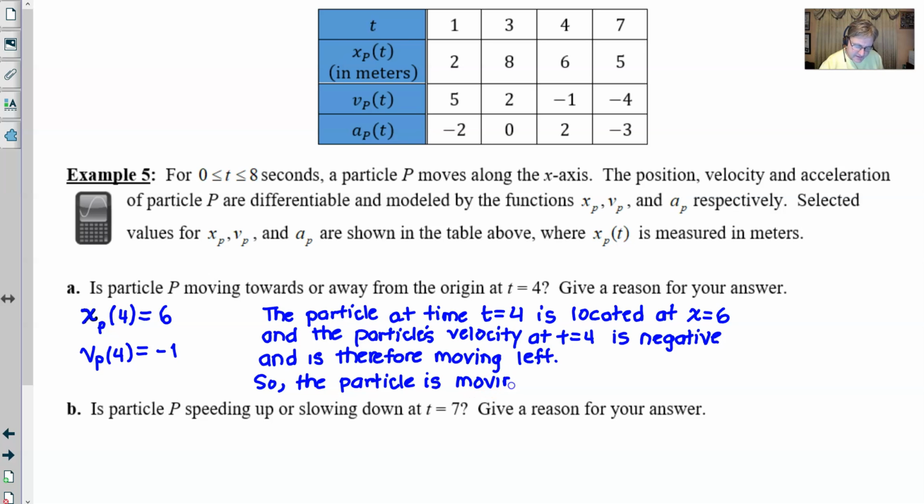If you have the notes and you're writing this, of course, you might want to pause the video if I'm going too fast.